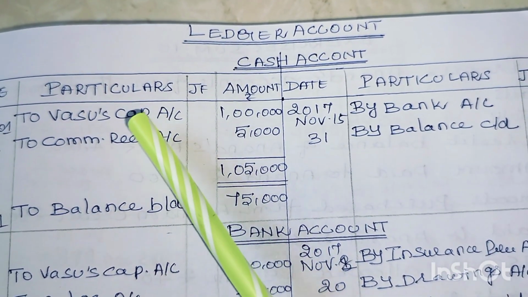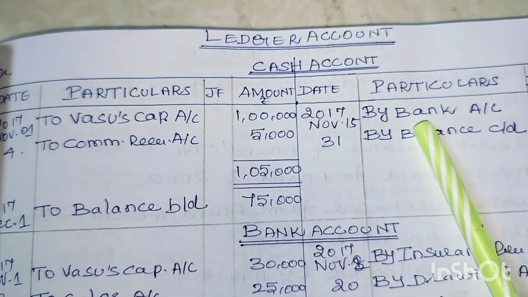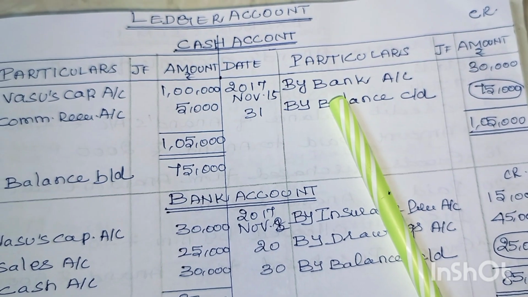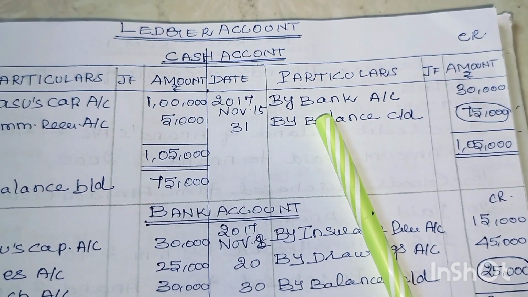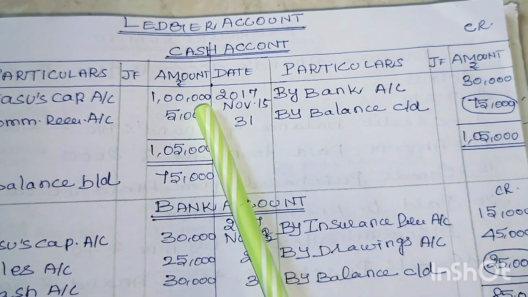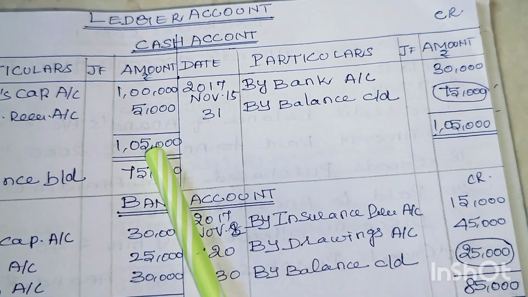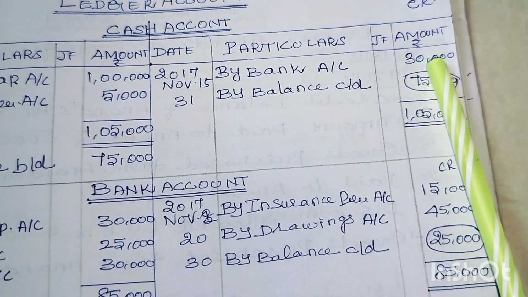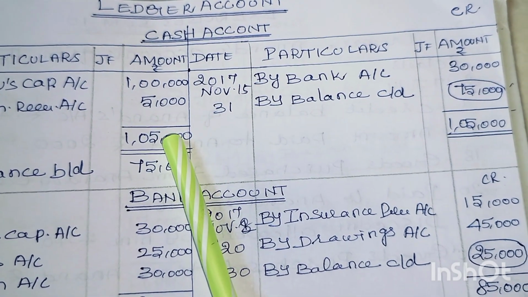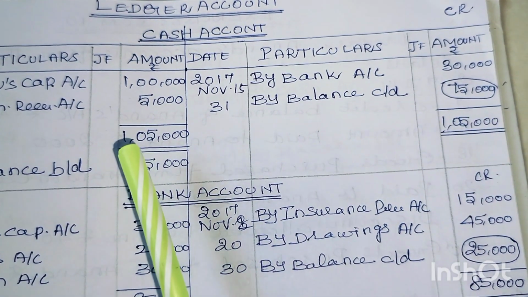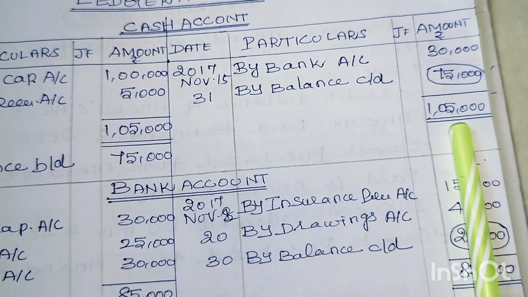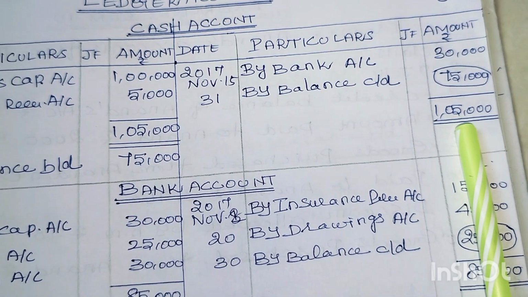So we posted 3 cash transactions under the cash account. Now we find which side has the bigger value, debit side or credit side. Of course debit side, because the debit side has 1,05,000 and the credit side has 30,000 only. So we total the bigger value on both sides: 1,05,000 rupees on the debit side and 1,05,000 rupees total on the credit side.